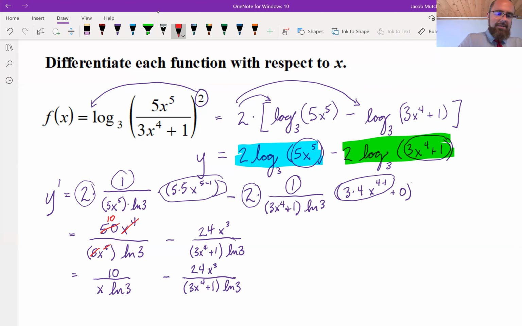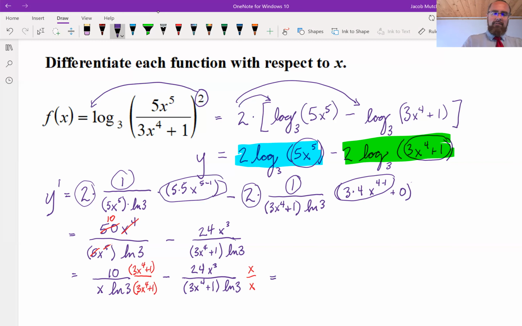So the piece I'm missing here on the first quotient is going to be the 3x to the power of 4 plus 1. So I'm going to multiply that above and below. What I'm missing from the second quotient is the x. So with those scalings, let's go ahead and we'll write to the right side here so we can keep it in view.